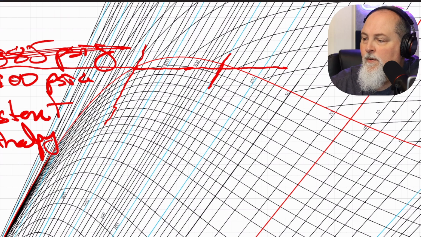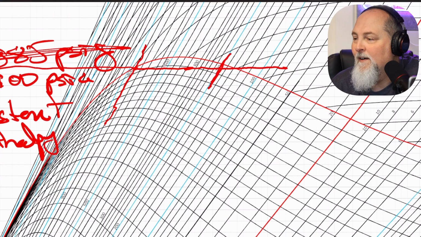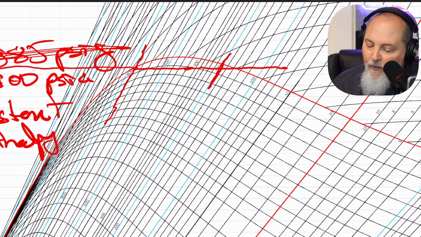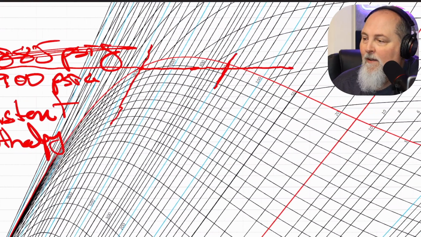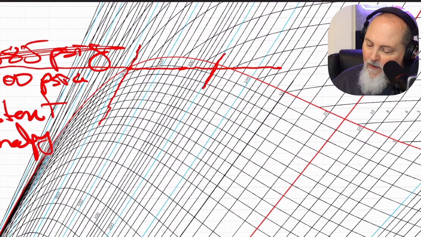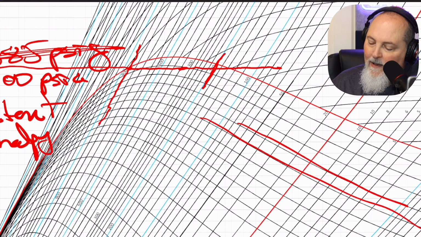to where it crosses. Okay, so that's the 200-pound line. What are we trying to find here? Find the enthalpy. So we know the enthalpy is about 1195 BTUs per pound mass. And the quality. Oh, quality. Okay.